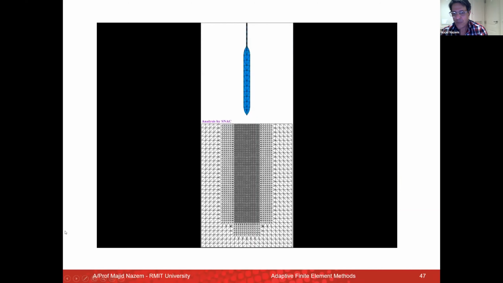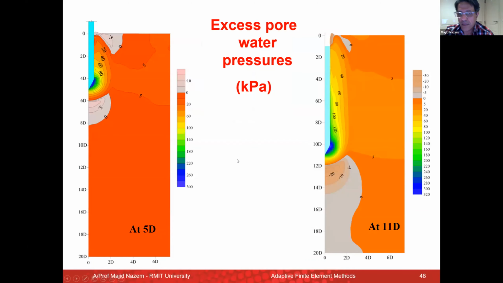Okay, the UP analysis, or the coupled analysis, enables us to have a look at the excess pore water pressures during the installation. So this is the plot of excess pore water pressure when the torpedo is at 5D penetration. D is the diameter, and this is a similar plot when the torpedo is at 11D of penetration.